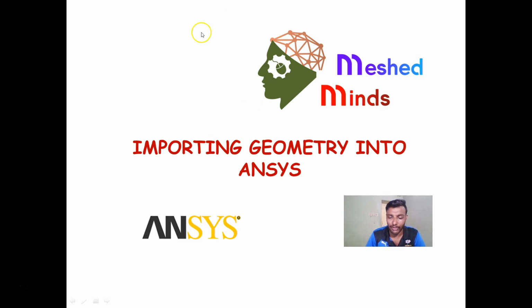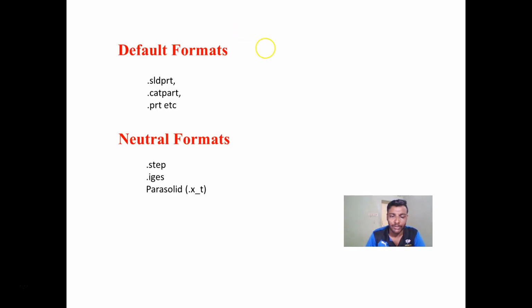Okay, so before going any further, we should take a look at the file formats. Default file formats are the formats for a particular software. For example, if you are familiar with using SolidWorks, when you create a solid model and say file save as, it is by default being stored as .sldprt. If you have been using CATIA, then by default it will be stored as .catpart. Or if you have been using Creo, the default option is .prt.